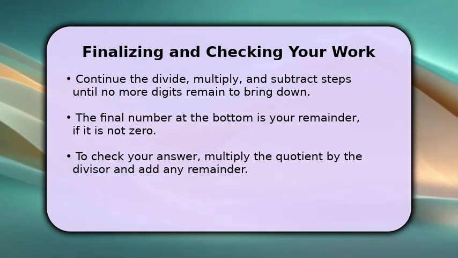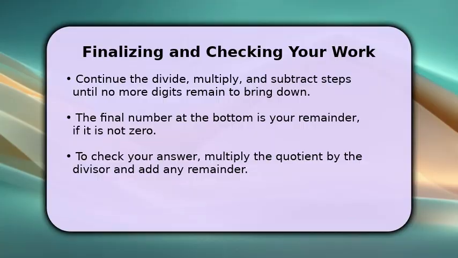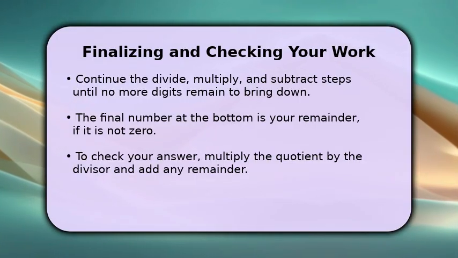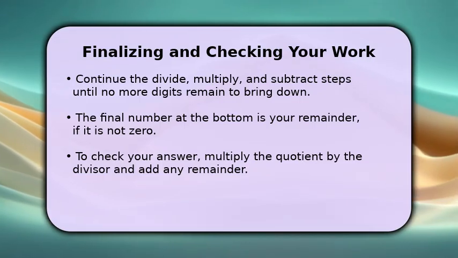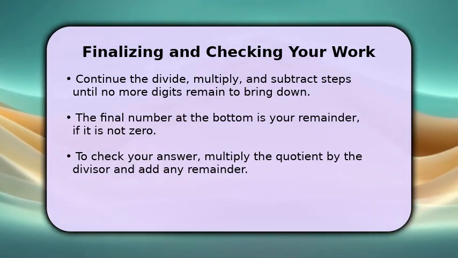To ensure your answer is correct, multiply your final quotient by the original divisor. Then, add any remainder to that product. This sum should perfectly match your initial dividend, giving you confidence in your solution.